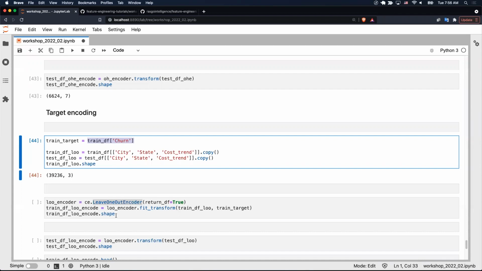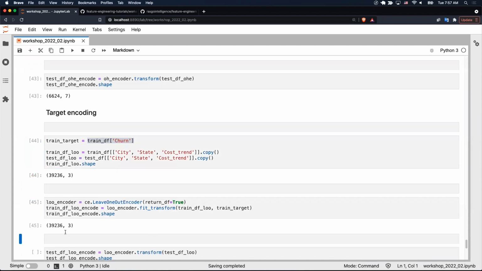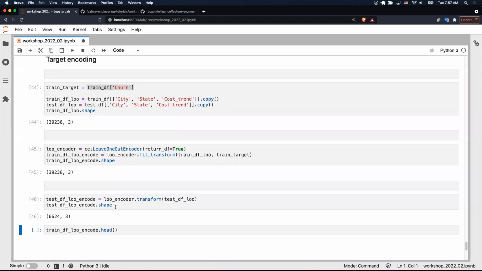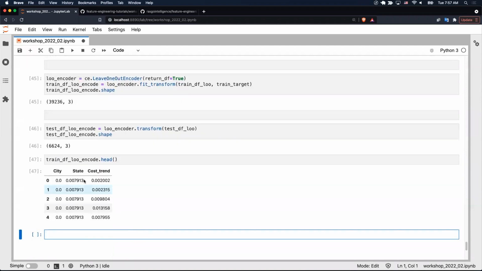So it's going to replace it with a probability. And so if we run this, we see we don't have an increase in the number of features, but we have converted from a categorical variable to a numeric variable at this point. And I can do the same thing on the test set. We can take a look at that. And so you now see the values that appeared for each of those.